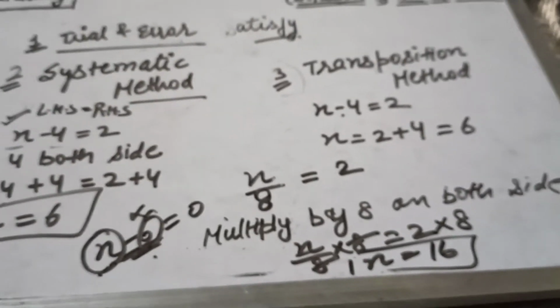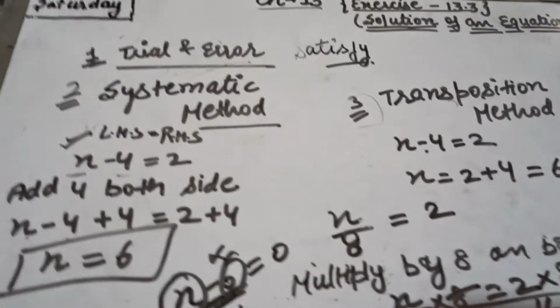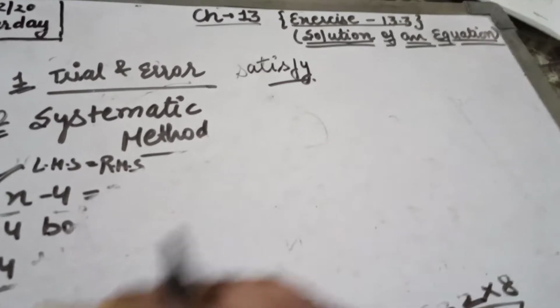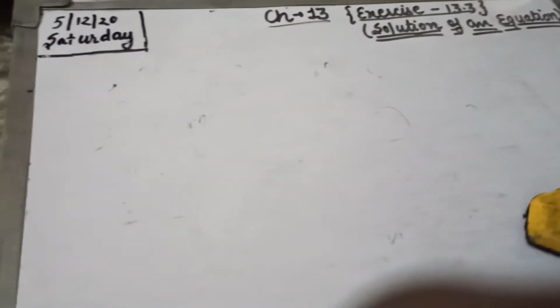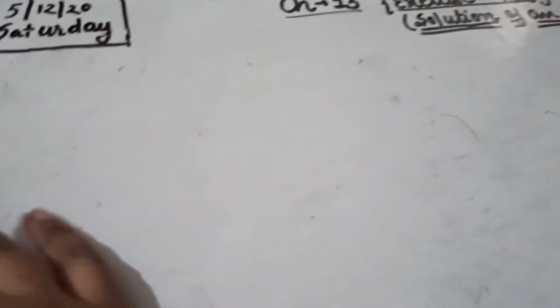Clear to all? So now these are the three methods. Now we will start our exercise. One more point: if the question does not mention which method to use to solve the equation, then what will you do? You will apply any method which is suitable and gives you the solution quickly. Right? And one more thing, you have to write the name of the method also, whichever you use out of these three.